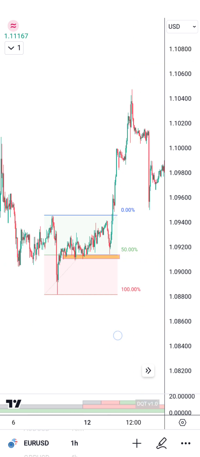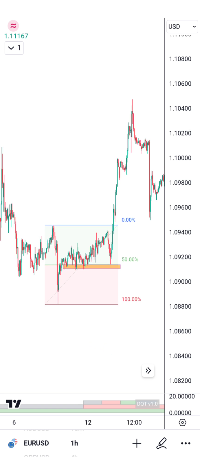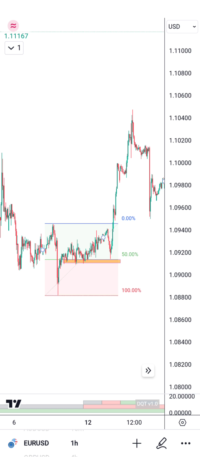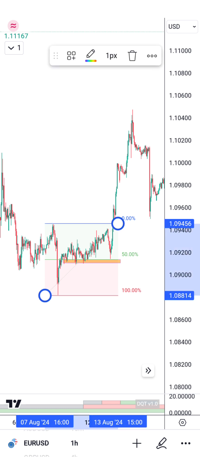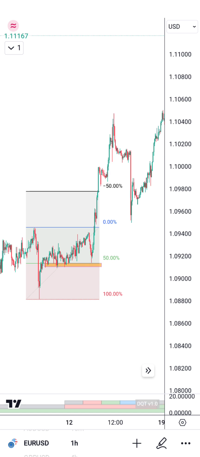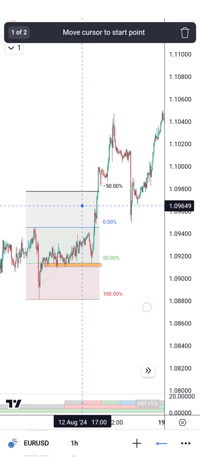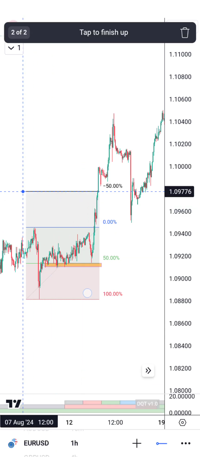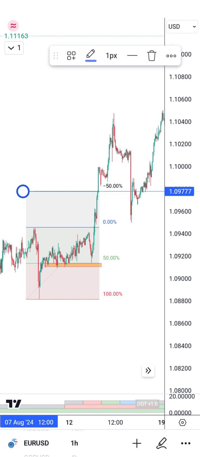Okay, now if we want to take profits above this range and we don't want to be too risky, we just want to take a very small profit, let's say half a standard deviation, all you simply have to do is, when you have defined your range, you simply come and toggle on negative 0.5. That is going to give you half a standard deviation, and you are going to mark that level. You copy the price level and you set it as your TP on your MT5.